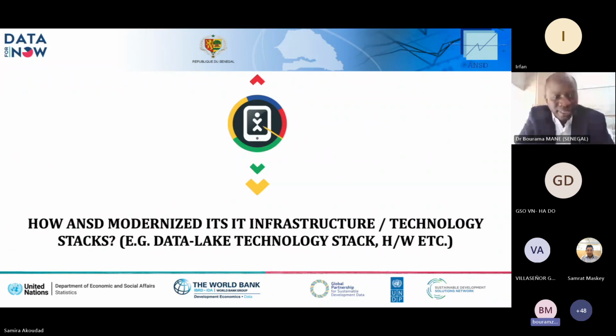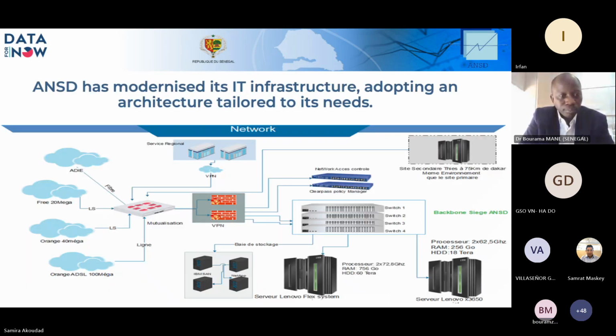So how did UNSD modernize its infrastructure technology stack? UNSD has modernized its infrastructure, adopting an architecture tailored to each need. So we have acquired four internet access links from the operator. The four internet access links are configured with two firewalls, configured in redundant mode.